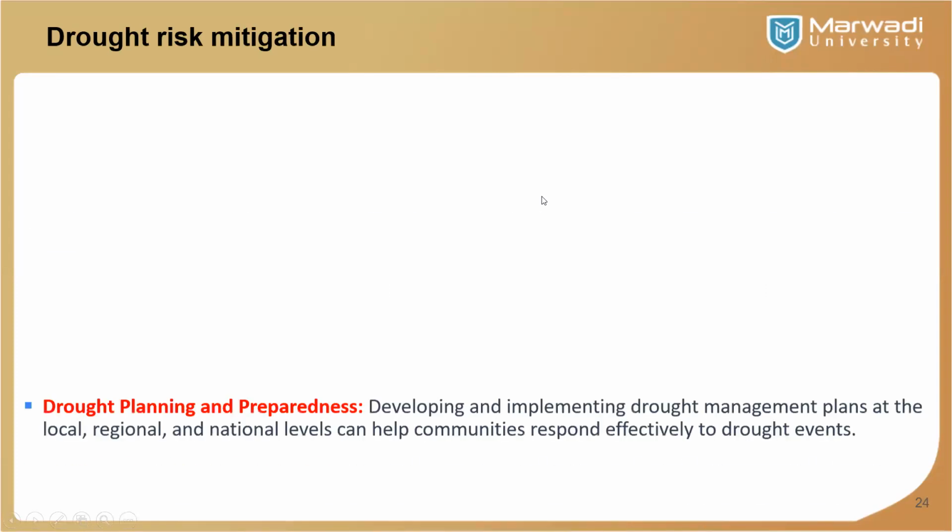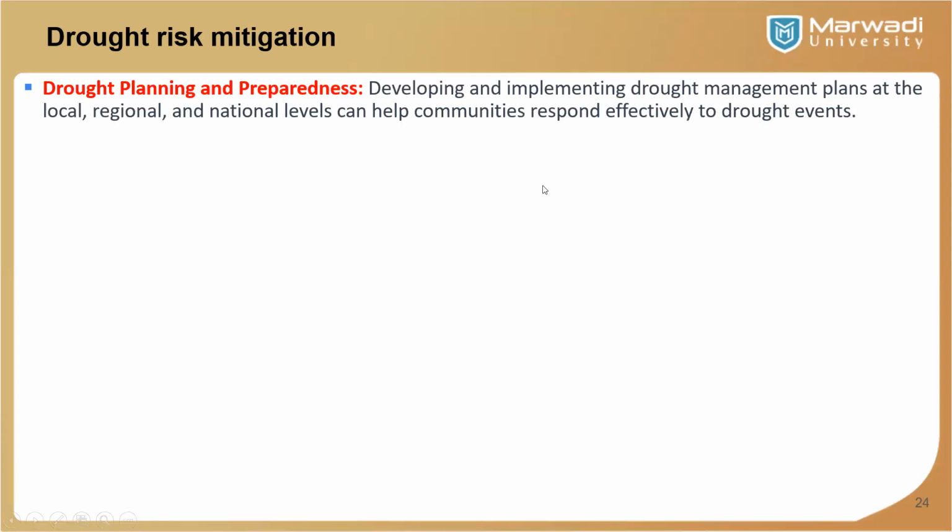Now, what can be done in terms of drought planning and preparedness? That is developing and implementing drought management plans at the local, regional, and national level, which can help communities respond effectively to drought events.